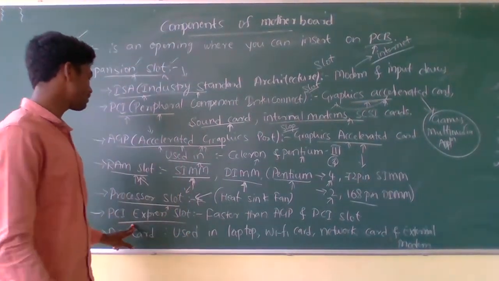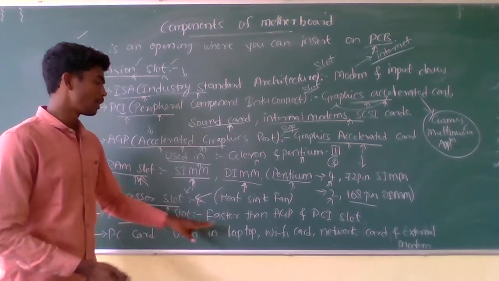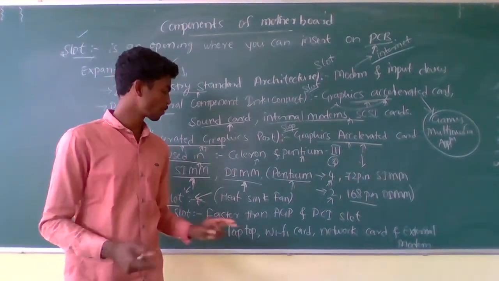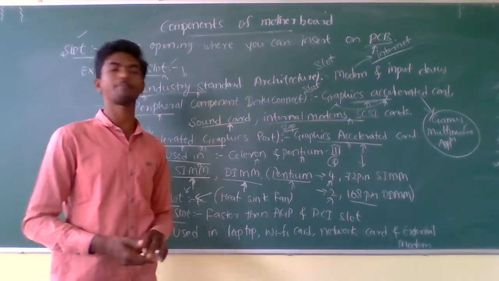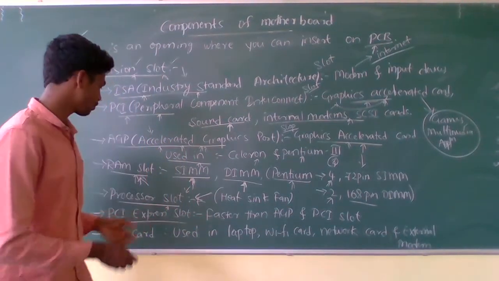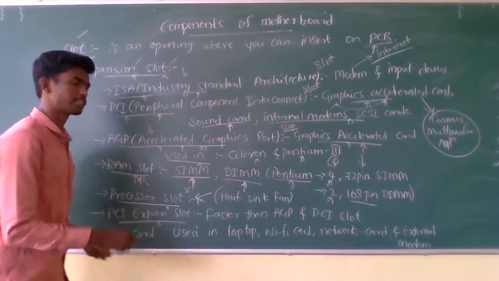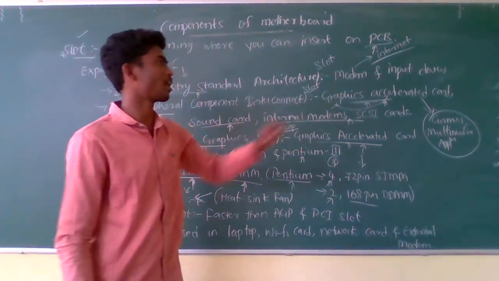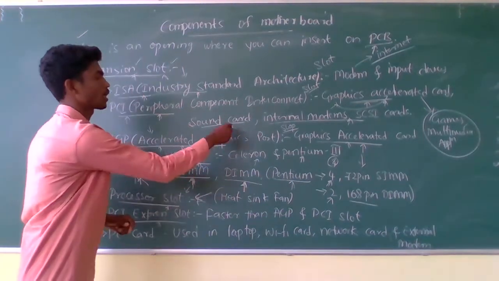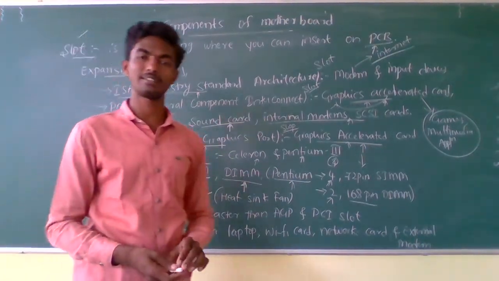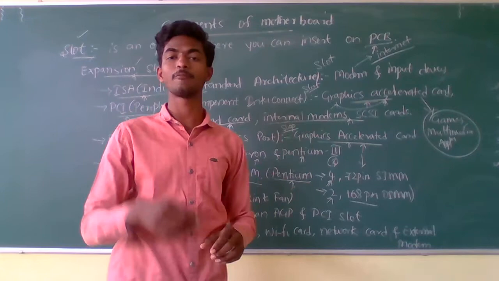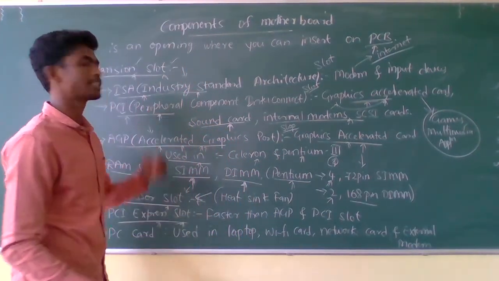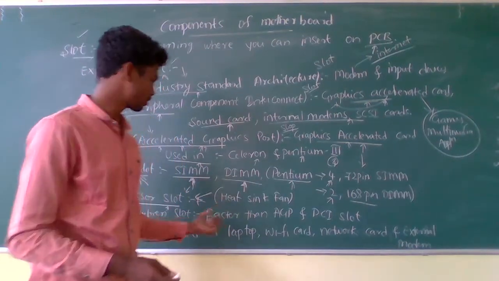What does the PCI Express slot mean? This is another slot which works faster than AGP and PCI slots. It is another port which is used for modems, input devices, graphic accelerated cards, sound cards, internal modems, SCSI cards and network cards. It is faster than the AGP and the PCI. This is another one.